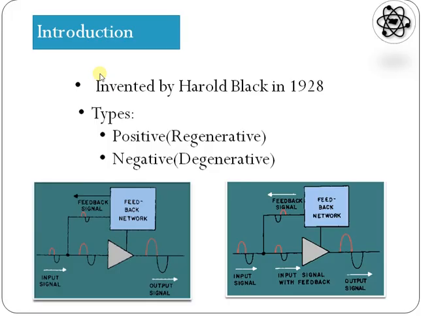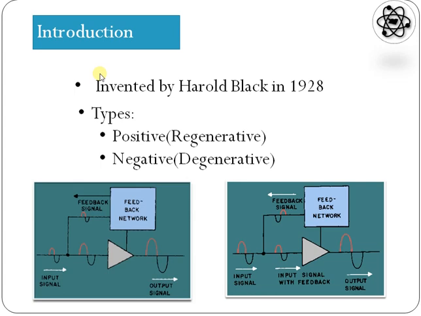The feedback amplifier was invented by Harold Black, an electronic engineer with the Western Electrical Company in the year 1928, while searching for methods for designing amplifiers with stable gain for use in telephone repeaters.